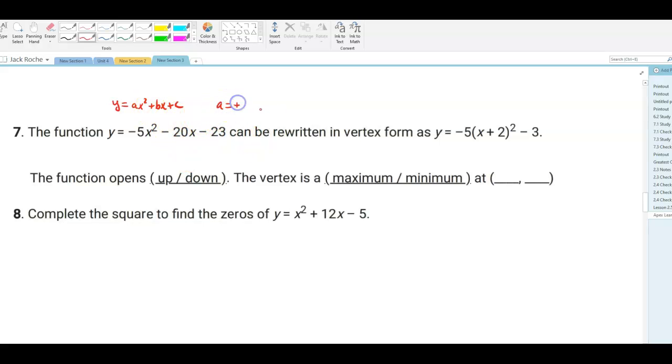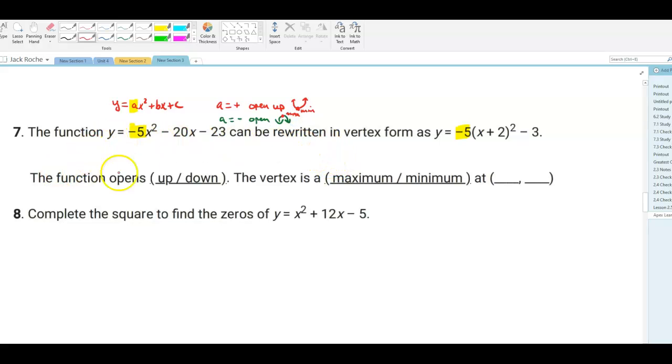If a is positive, your graph is going to open up like this. So when I look at a, which is this number, right, that tells me if it opens up like that, or if a is negative, it would open down, like that. Well, here's the thing. If it opens up, your vertex here is a minimum. If it opens down, your vertex is a maximum.